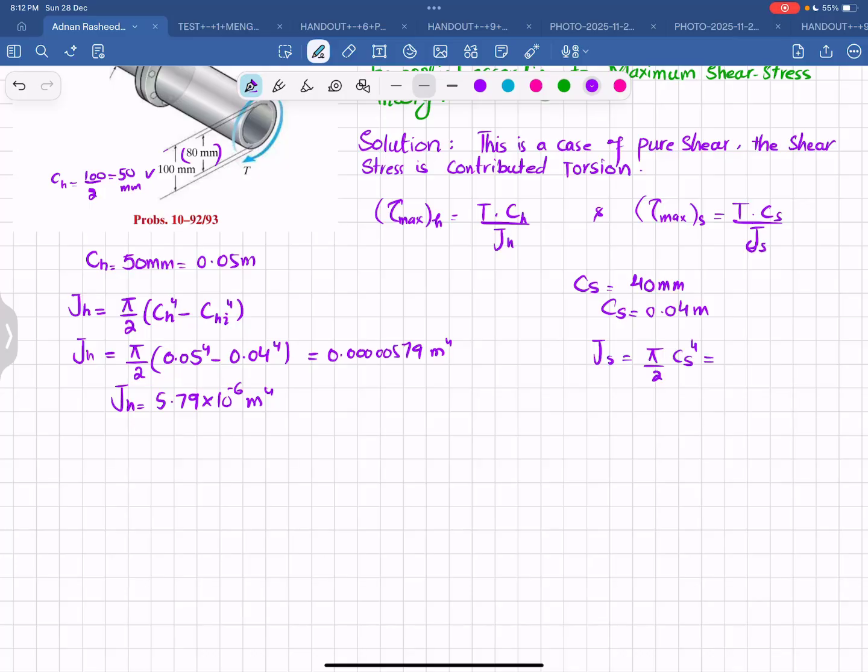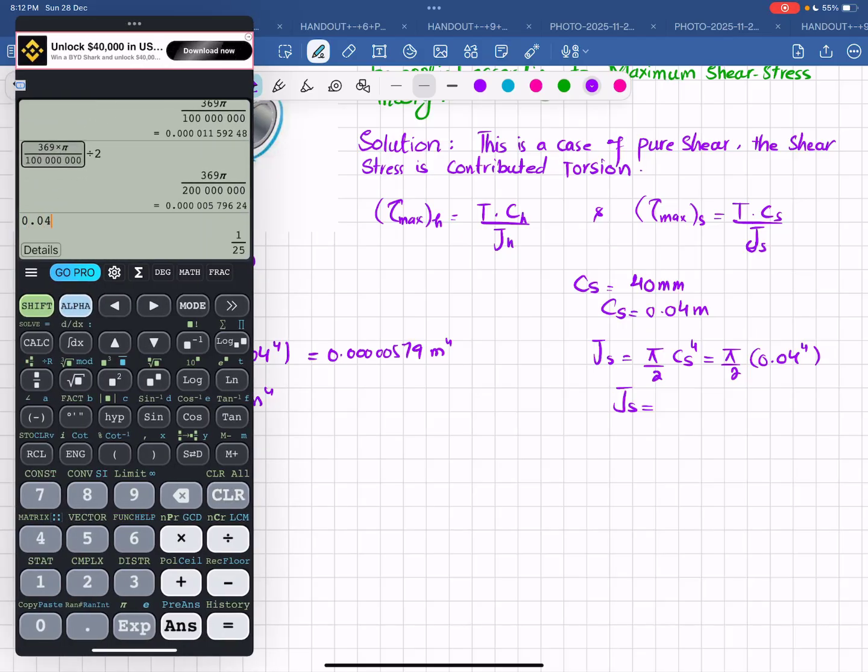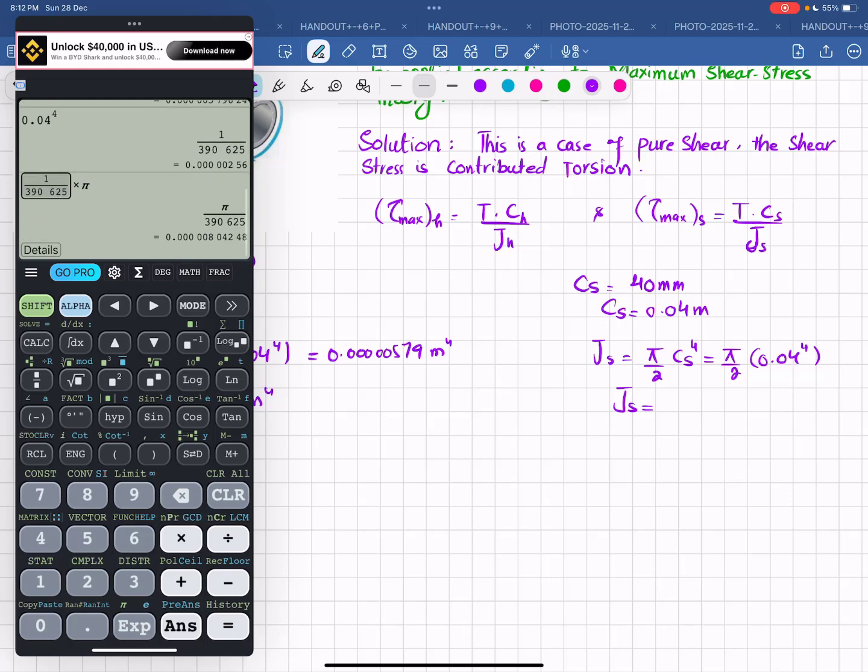So put the value pi by 2 multiplied by 0.04 power 4, which will give us Js, and I will calculate it here. 0.04 power 4, multiplied by pi, divided by 2 will give you 0.00004002 meter power 4, or we can also write Js is 4.02 times 10 raised to power minus 6 meter power 4. Now you have each and every value.